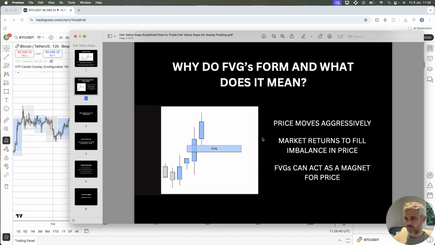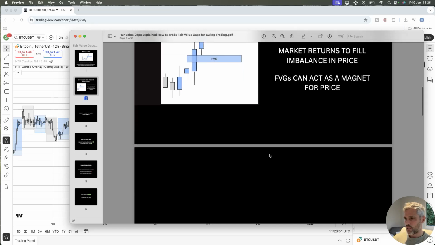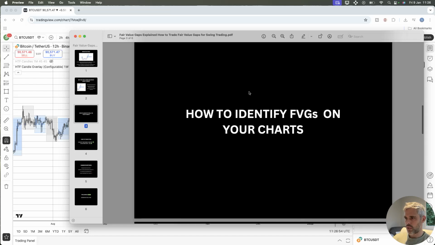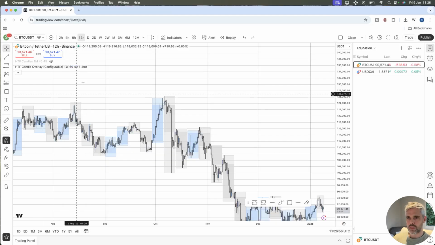In isolation, that's all they really mean. But they can show you at key points of liquidity and key areas of resistance and support exactly what the market intends to do next. So first and foremost, how do we identify fair value gaps?